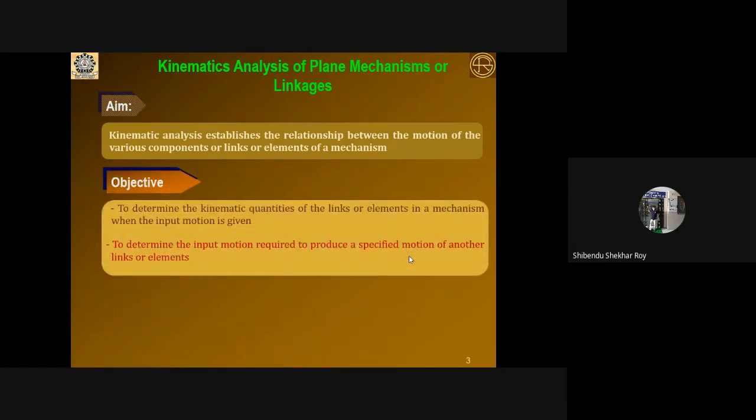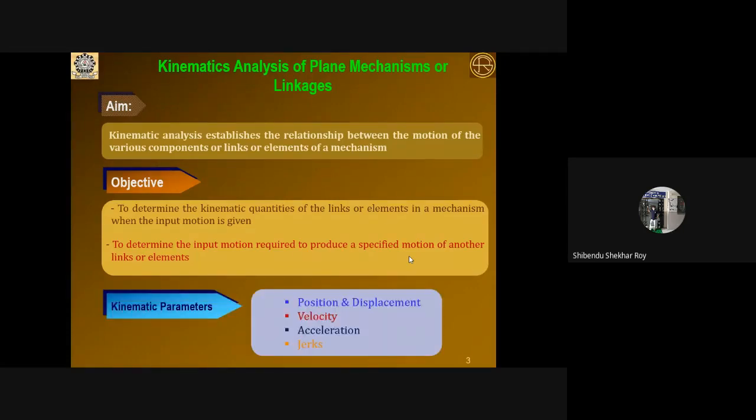Now, the aim I already mentioned. The aim of kinematic analysis is to establish the relationship between the motion of the various components, or the links, or the elements of a mechanism. The objective is to determine the kinematic quantities. The kinematic quantities or kinematic parameters are position, the most fundamental one, displacement, and velocity, that means the time derivative of displacement is velocity, and the time derivative of velocity is acceleration. In some cases, the time derivative of acceleration, jerk, has to be considered. So these are the kinematic parameters or kinematic quantities.